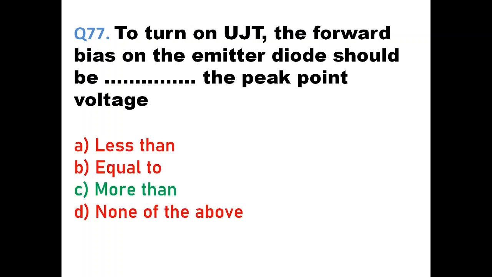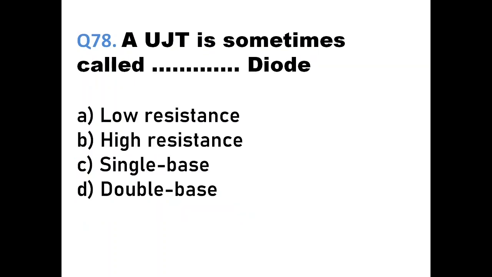So the answer should be more than the peak point voltage. After it crosses the peak point voltage, the UJT is triggered, it turns on. Okay. Then we'll go to question number 78.